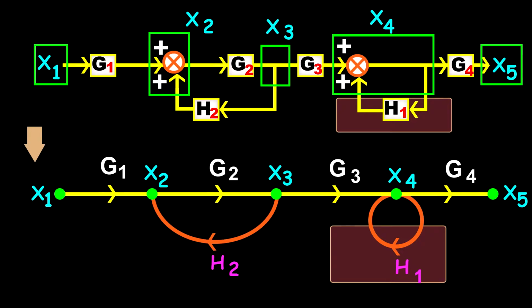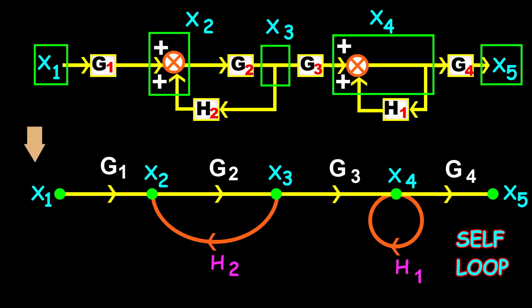H1 is also a special branch called a self loop connecting x4 to itself. Self loops are those loops that start from a node and end at the same node, having a single branch. The blocks G1, G2, G3 and G4 are the branches connecting the nodes from x1 to x5.